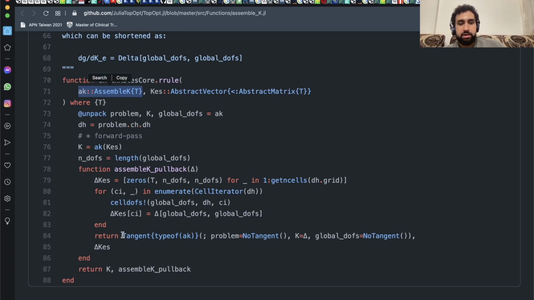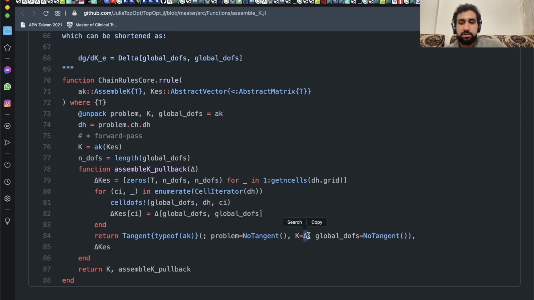I'm defining this thing called a tangent, and this tangent here has fields that are the same fields that are used in this assemble k struct, right? So we have a problem field, we have a k field, and we have a global doffs field, and I'm defining what the derivatives are. So whenever there is no derivative or it's not differentiable, then we use this no tangent. So this can be used for anything like an integer or a string or something like that, something that it's not interesting to differentiate.